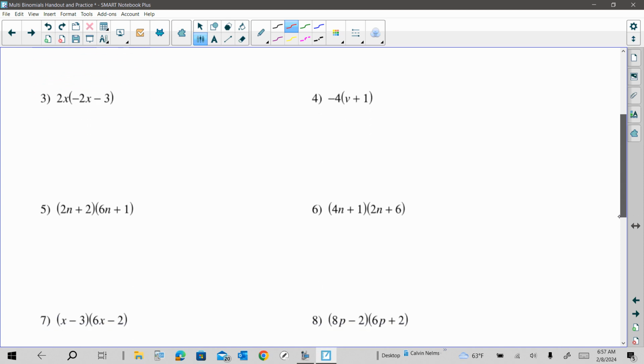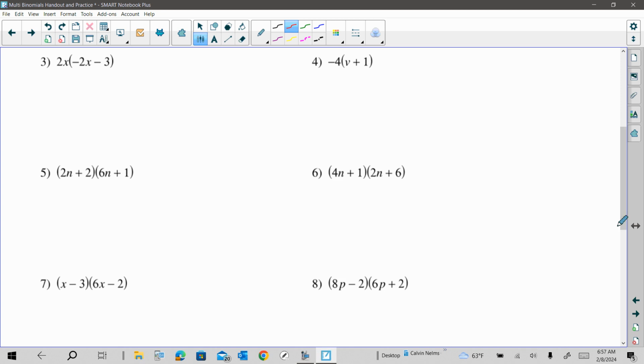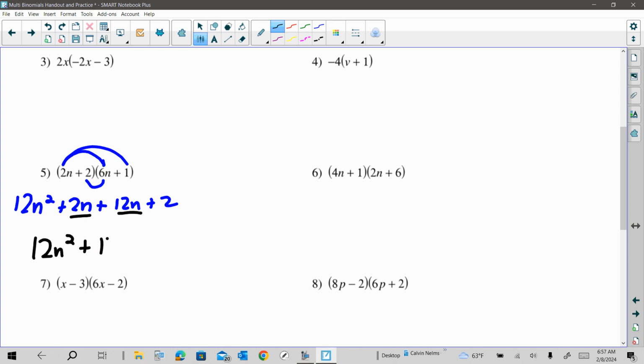But then when we get to number 5, now we're using the FOIL method or the box method. So first terms together, that's 12n squared. Outer terms, that's 2n. Inner terms, that would be 12n. And last term, that's 2. Sorry, why did I say 12? Dang it. Then we're combining like terms here. So 12n squared plus now a total of 14n plus 2.